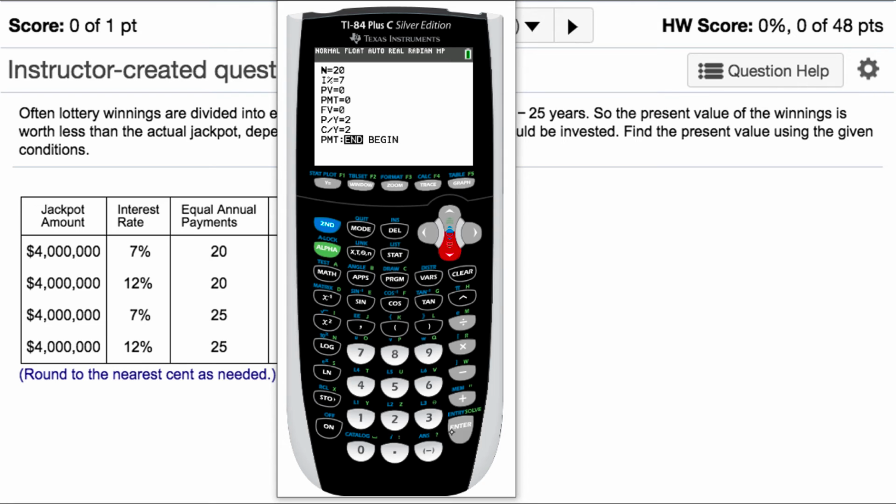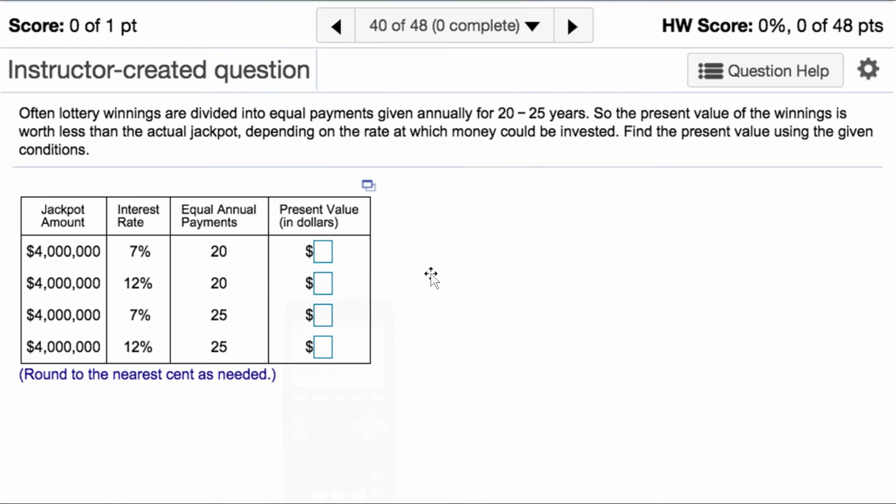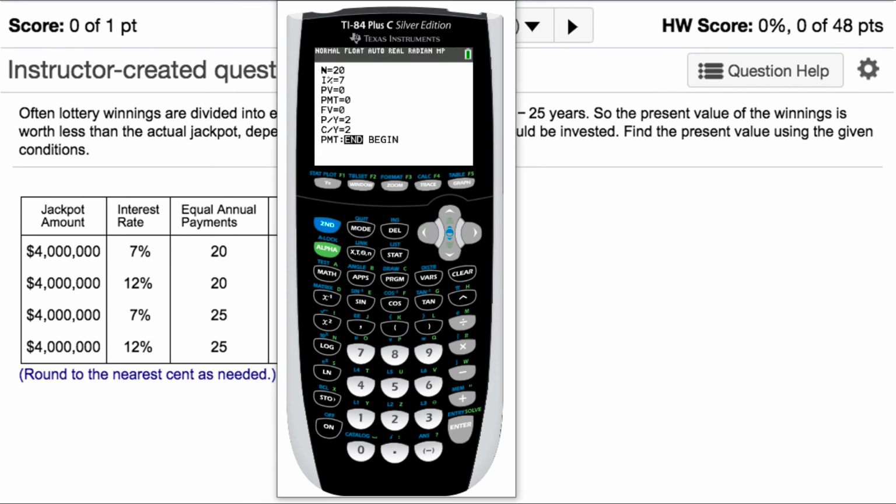So instead, if we go back to our first sentence, lottery winnings are divided into equal payments. So we're going to take the lottery winnings and divide them into equal payments. We really are going to do literally what it says. It says equal payments, so that tells us where it's going. So $4 million divided into equal payments, and there's 20 of them. So we're going to divide it into 20 equal payments.